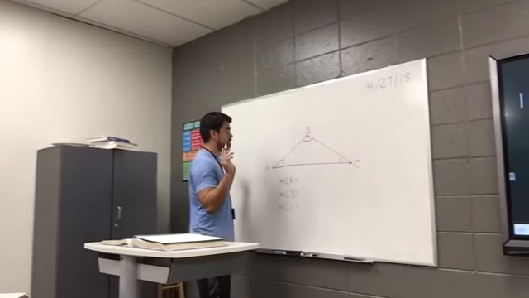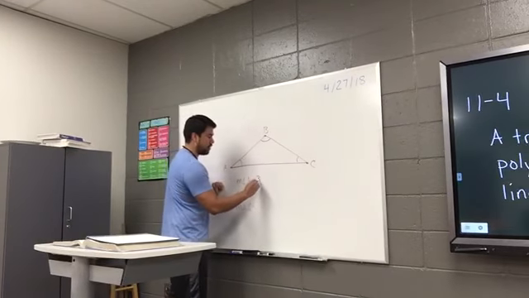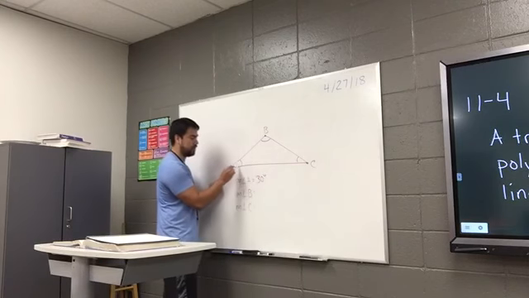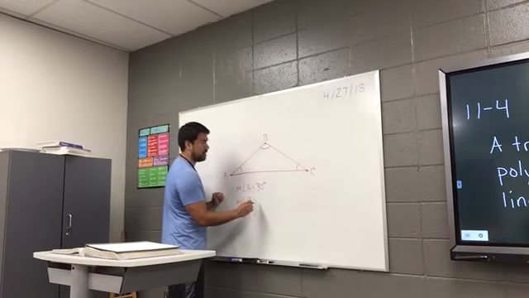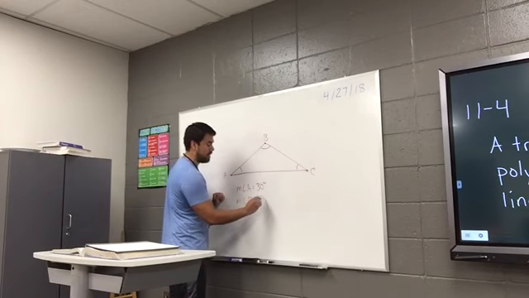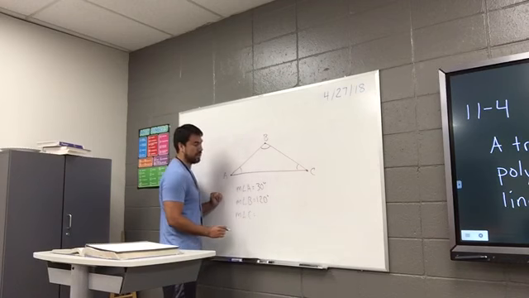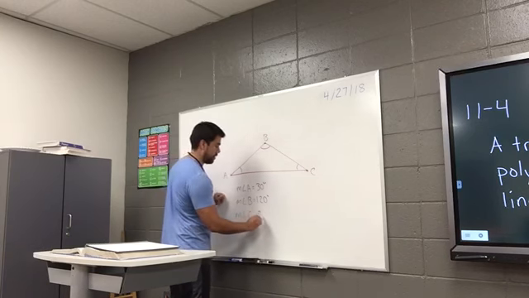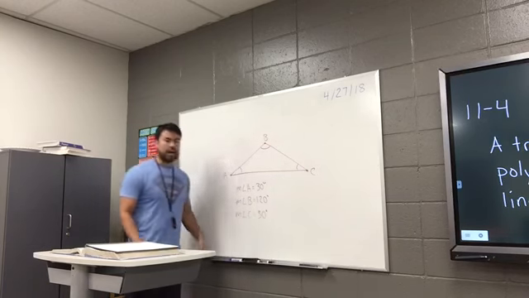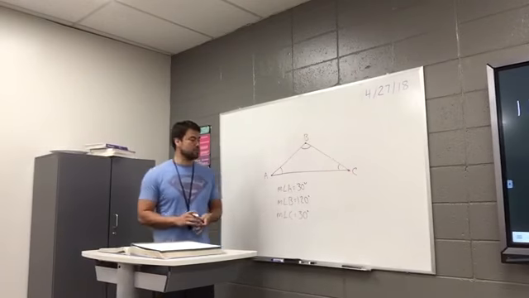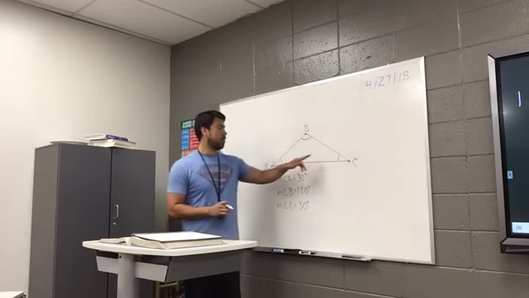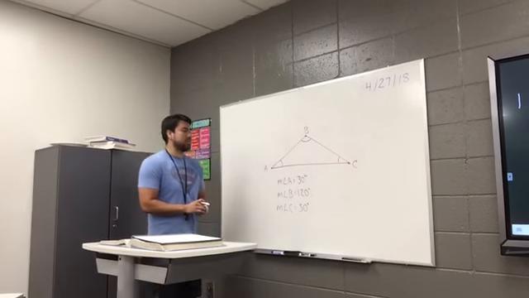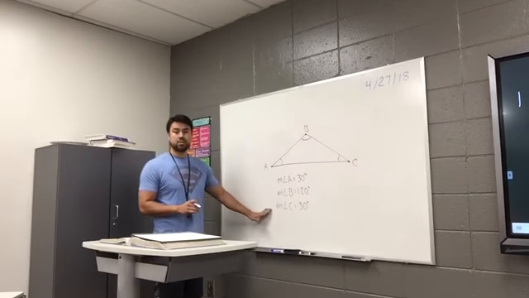Okay, so you get your measures here. And I'm going to estimate. I'm going to go with 30 for mine, angle A. B, I'm going to go with, that looks like a 120 maybe. And then angle C, I'm going to go with 30 again. Okay, now I'm pretending I measured my angles, but I didn't. I'm just estimating here. And obviously angle A and angle C are very close, but I don't think they're the same. This is for illustration's sake.